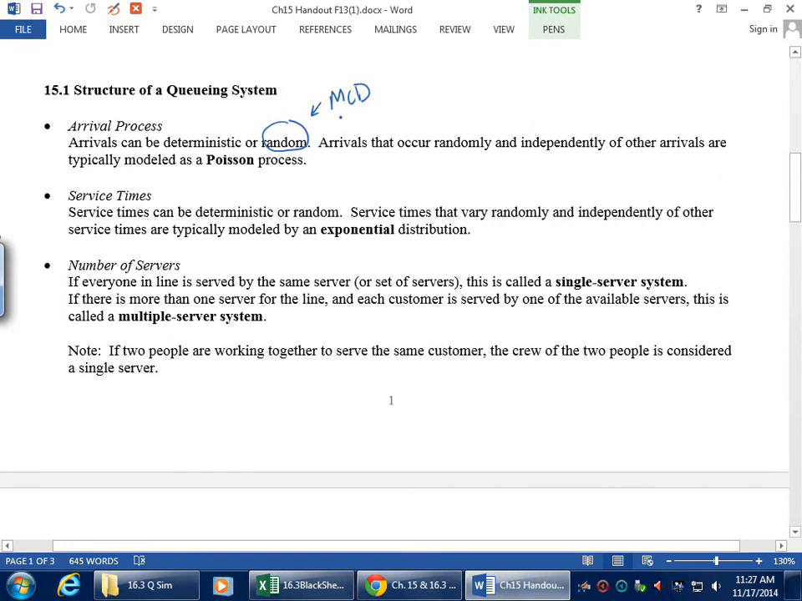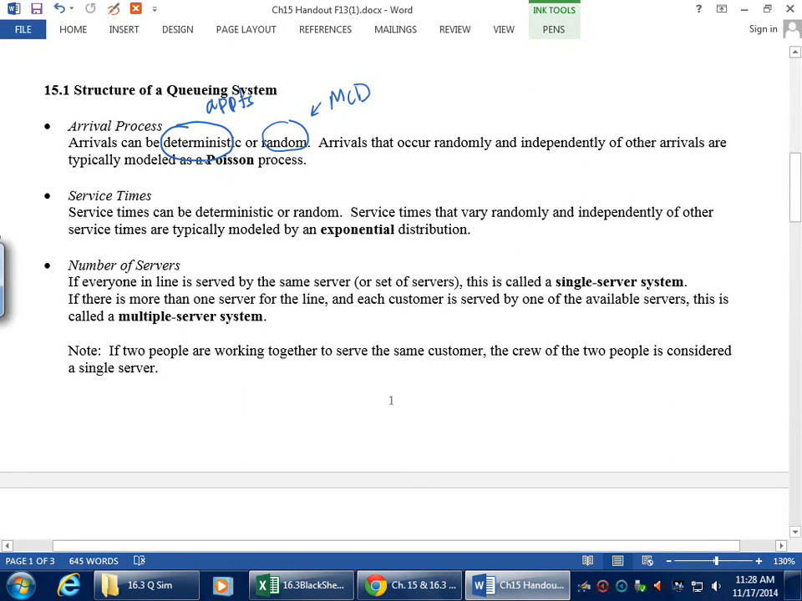Anyway, random, like McDonald's. That's what we're talking about, and then the deterministic. If you make appointments, like a doctor's office that might see you every 15 minutes, then you have a deterministic kind of system. Deterministic means it's predetermined. You know when people are going to arrive, like every 15 minutes or so.